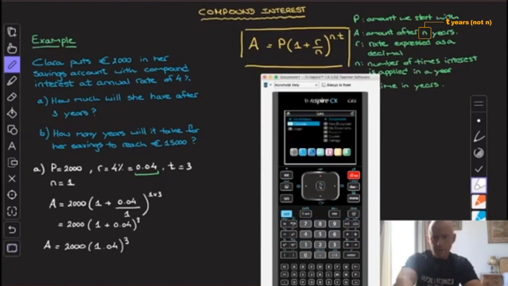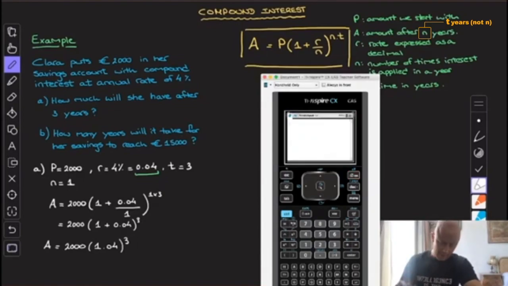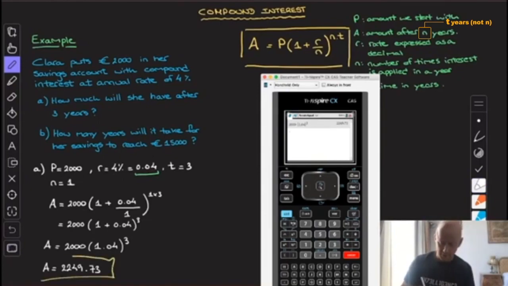Now, with my calculator, I go ahead and calculate this. So let's see. If I go to a scratch pad, I need to calculate 2,000 times, in parentheses, so I'm copying exactly what I see, 1.04, all of which is raised to the power of 3. I type enter, and that's the amount. So after 3 years, Clara should have, let's see, A equals 2,249.73, and that, of course, is in euros. And I'll box that result. Okay, that's how much she would have saved after 3 years. Okay, good.